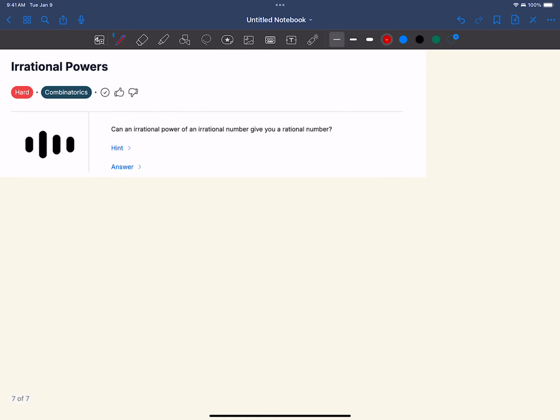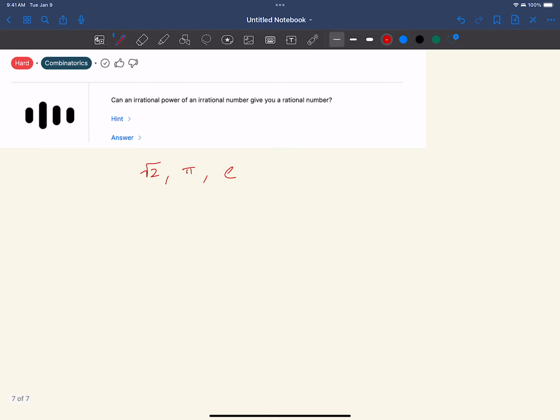Square root of 2 is pretty common. Sometimes you have some constants, maybe pi, maybe e. And so it's best to think of some of these numbers and maybe choose one of them and see what we can get from there. So let's pick the square root of 2. And let's see if we can find some x that we raise square root of 2 to become irrational.